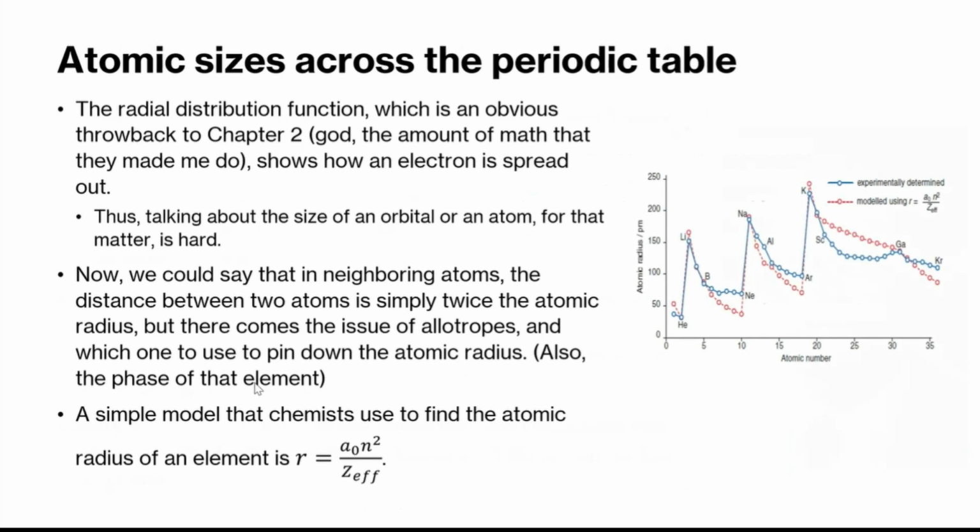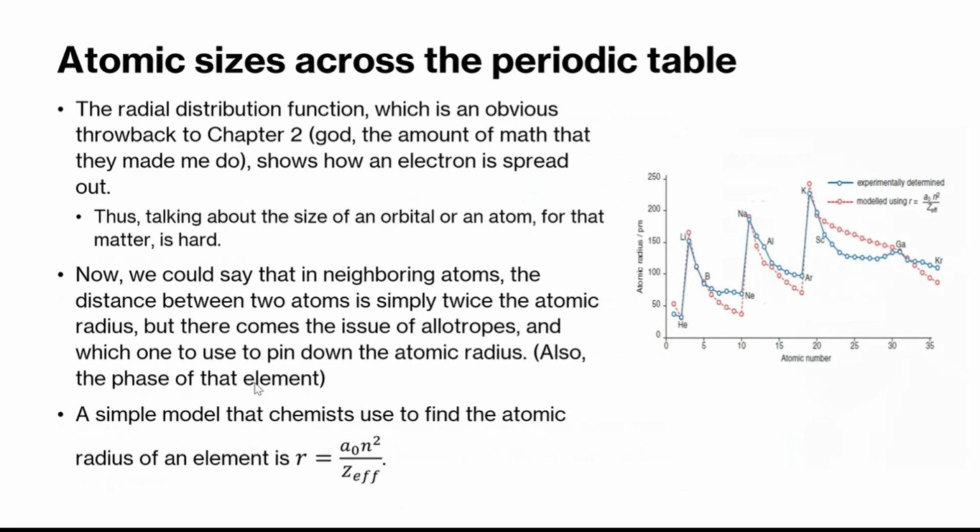But then, there comes that issue of allotropes. Like, for example, sulfur has monoclinic, rhombic. There's so many allotropes across different elements. So, which one to use is kind of hard because there are many different sources for what the atomic radius could be. And in addition, the phase of that element also is important. Gas phase, solid phase, liquid phase. What are you talking here, man?